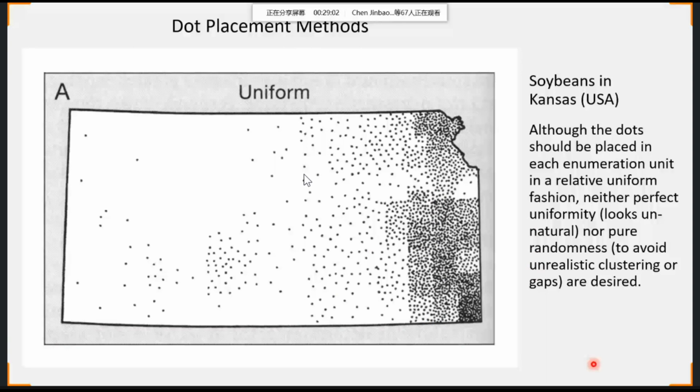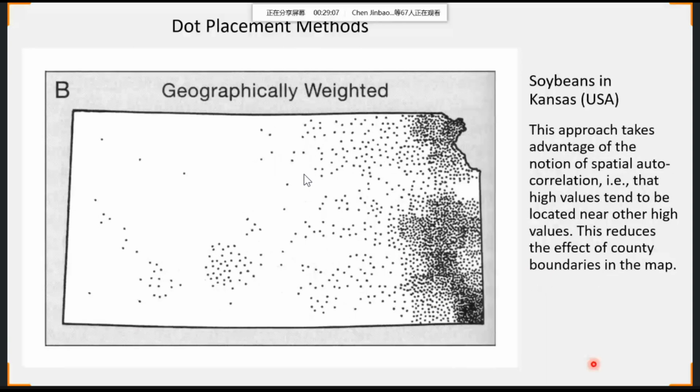The next one is the geographically weighted approach. This approach takes advantage of the notion of spatial autocorrelation. That means that high values tend to be located near other high values. This reduces the effect of county boundaries in the map. So if you compare this one with the last one, now it's more difficult to see county boundaries here. So here a bit, but it's much less obvious than in the example before.